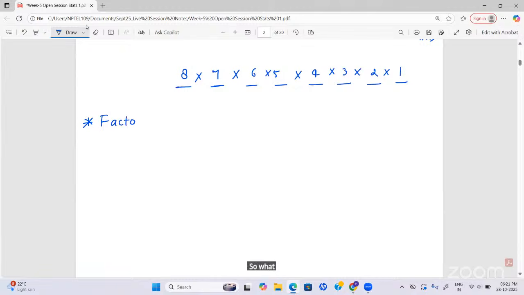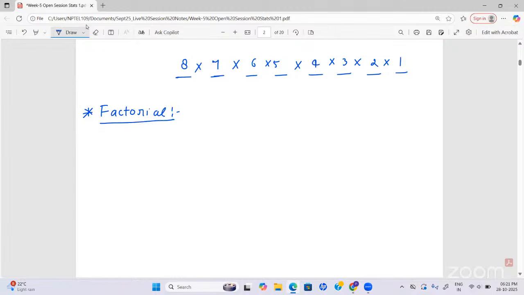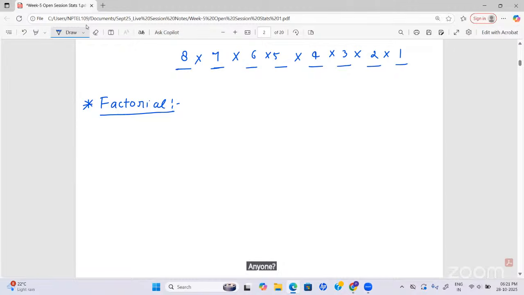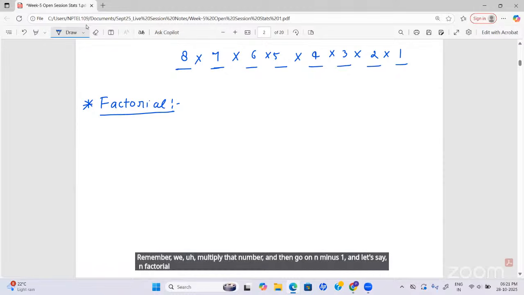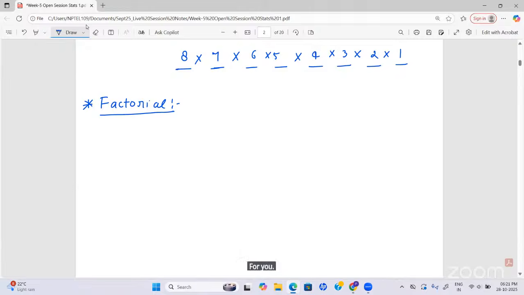So what is the meaning of factorial? What do we do in that? Anyone? Ma'am, we multiply that number and then go on to n minus 1, let's say n factorial. So n into n minus 1 into n minus 2 into n minus 3, dot dot dot. That is the meaning of factorial. Yeah, so we can say that it is the product of first n positive integers, right?